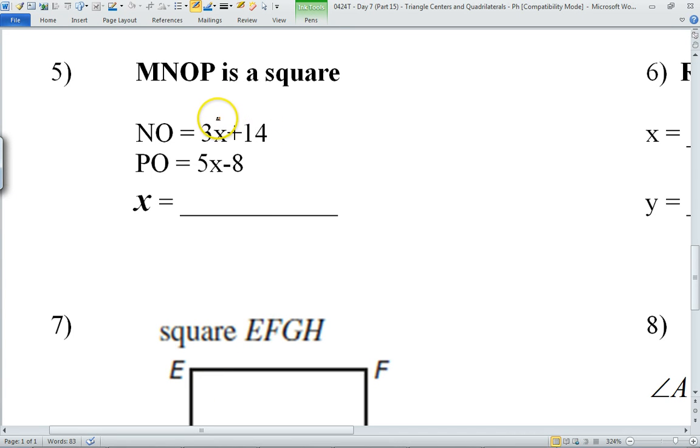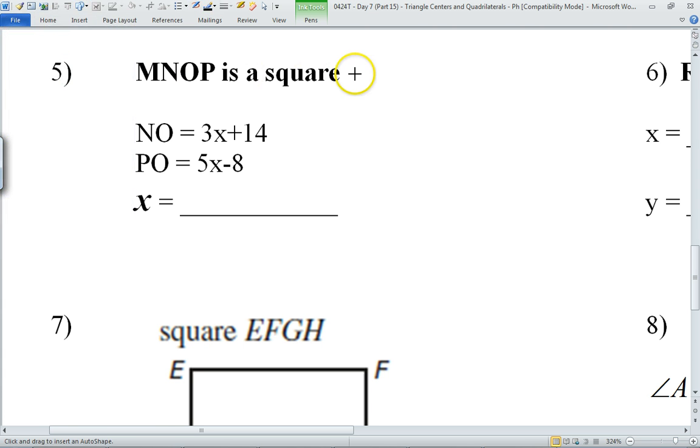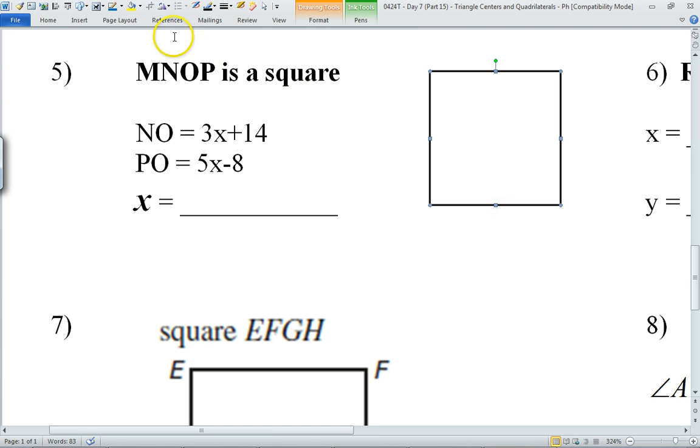Number 5. MNOP is a square. I don't see a picture of a square. Do you? What do you think I'm going to do? If you said draw a square, you are 100% correct. Here's my square. I'll make it blue. Okay. Let's say, for example, MNOP.